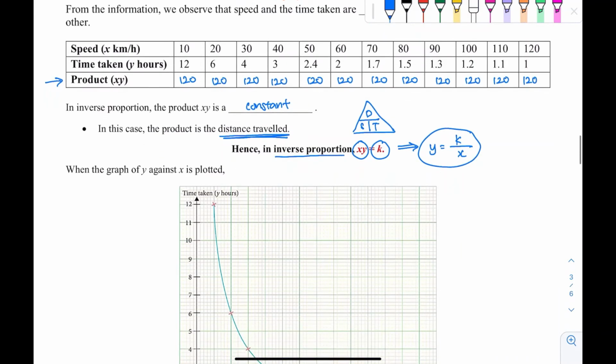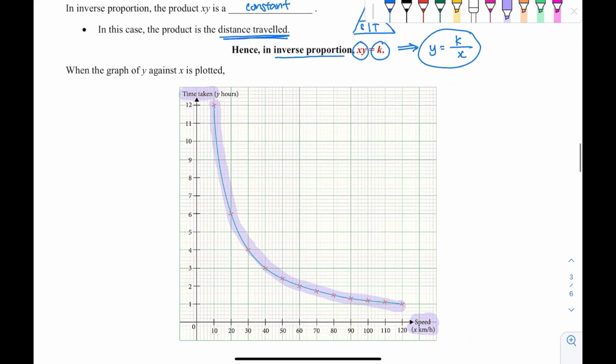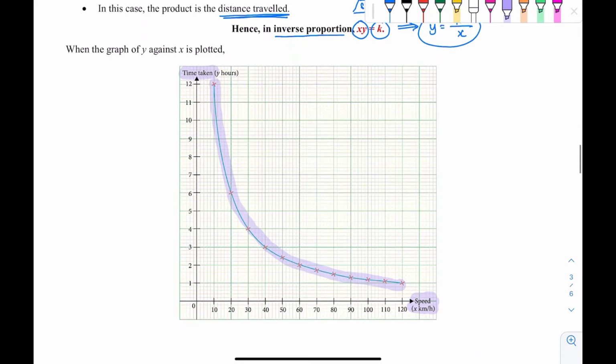Now what about the graph? If I were to draw the graph with the time taken against the speed, y against x, so my time taken is here, speed is here. Notice that the graph ends up being this shape, which is what we call a hyperbola. We will discuss more about such a shape when we go up to Z3 next year, but at this moment, we will just understand that for inverse proportion, this is the shape of the graph. This is very different from your direct proportion where you get a straight line, while in inverse proportion, you get this hyperbola, or in general, we can say that it is a curve.